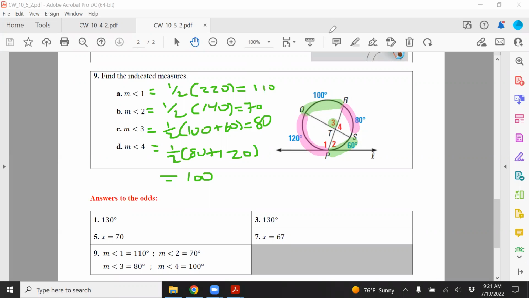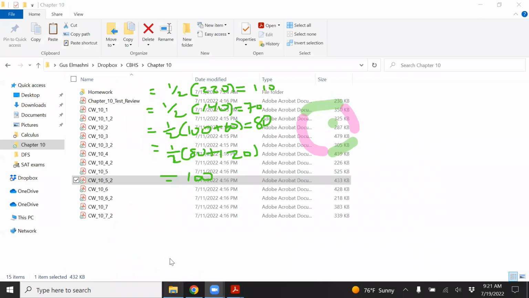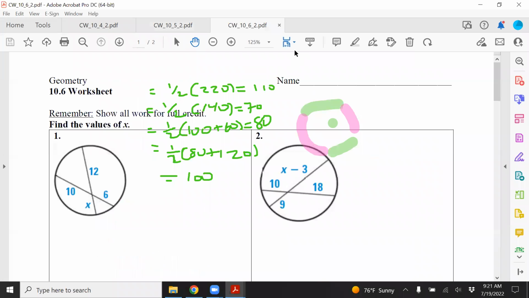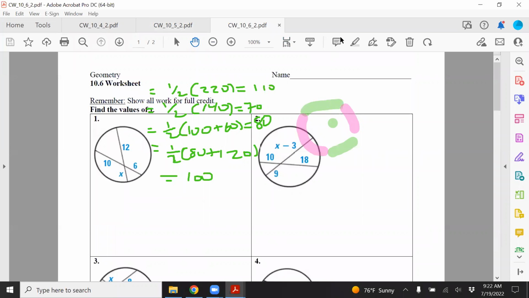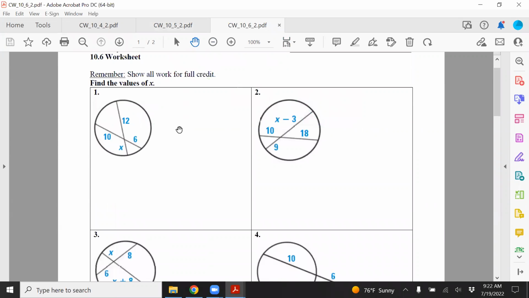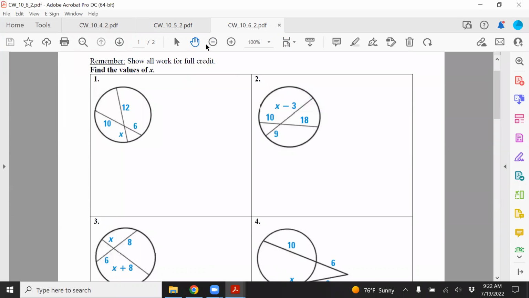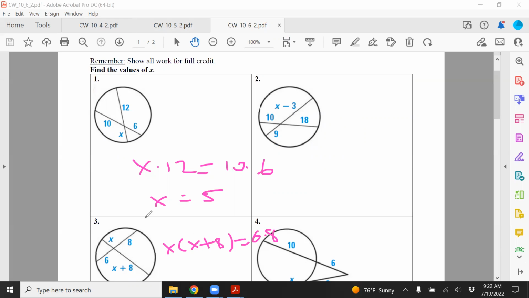Good. All right. So I've got two more I need to go over. Find the value of x. So remember the rule here is you do x times 12 equals 10 times 6. X is 5. Or for number 3, you can do x times x plus 8. Oh boy. Equals 6 times 8. That's going to be a quadratic. That wasn't as easy as number 1.